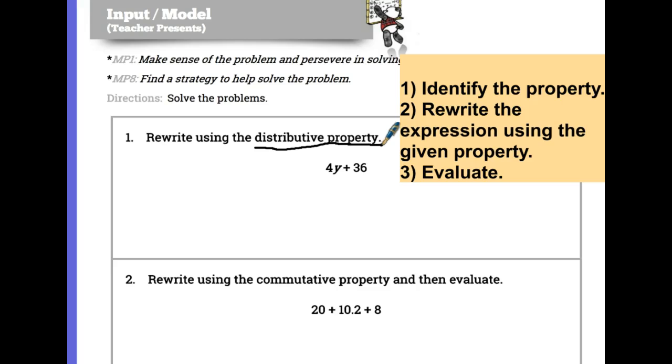Pencils are down, you're looking up here at the board. You are not looking around, you are not talking to anyone else.